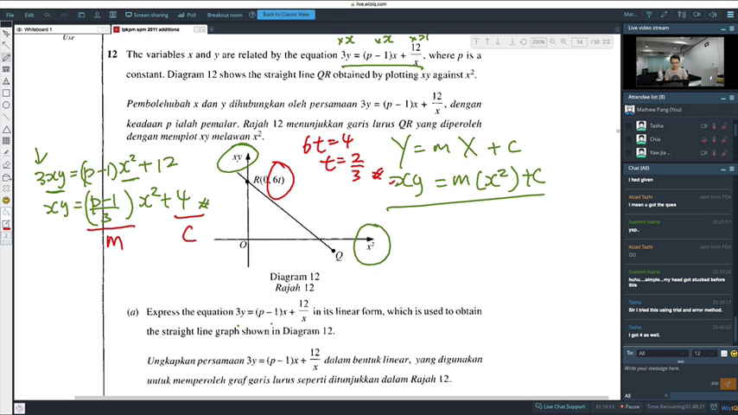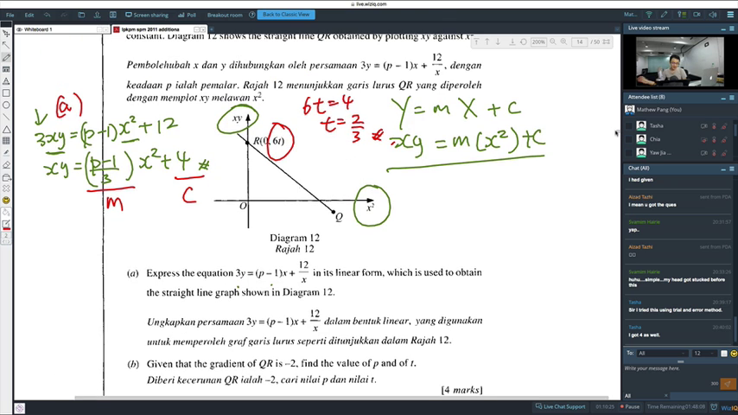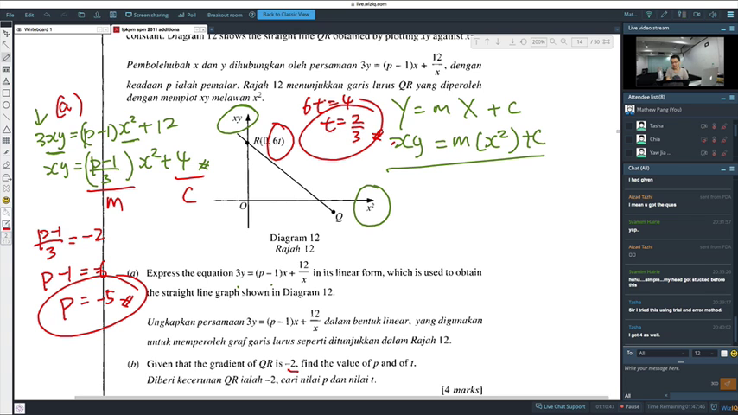Simple. So that is the answer for part A. Part B asks you to find the p and t values if the gradient is negative 2. We already found t is 2 over 3. Now they give you the gradient is negative 2. This is m, which means gradient. So p minus 1 over 3 equals negative 2. p minus 1 is negative 6. p equals negative 5. Then I got my p is negative 5, my t is 2 over 3.